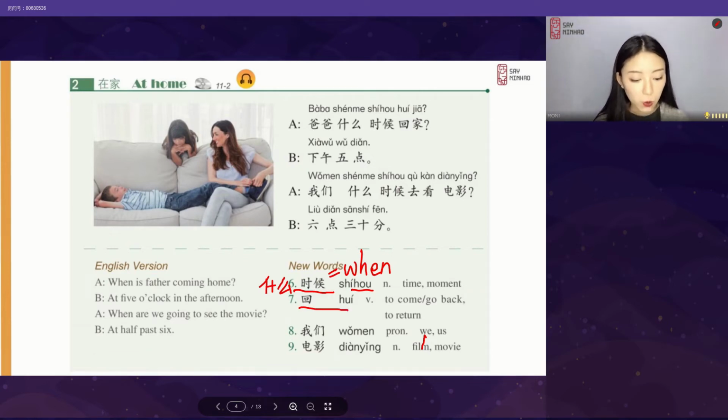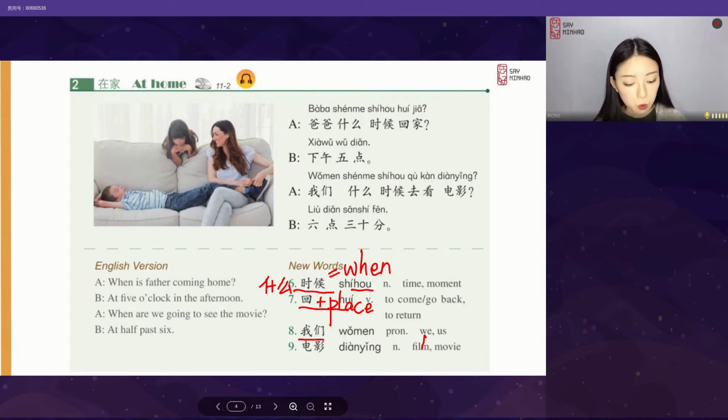Next word is 回. Read after me, please. 回 means to come back, to go back, or to return. So if you want to go back to any place, you just need to put the place after 回, okay? 回 plus the place. So if you want to go back home, then it is 回家. And if you want to go back to school, 回学校. Okay, 回家 and 回学校. This is 回.